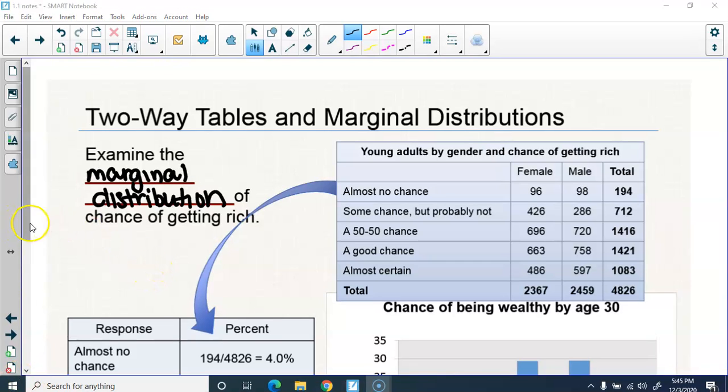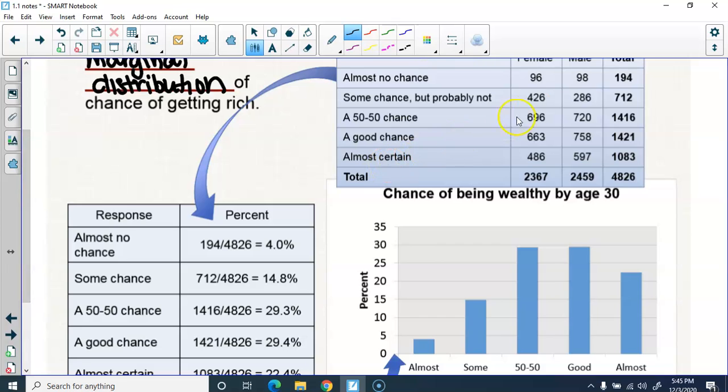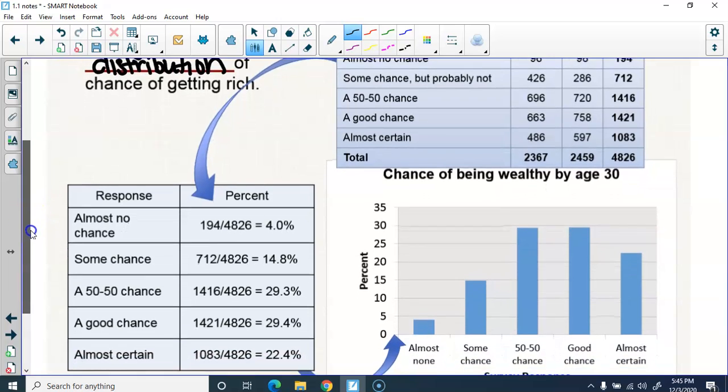Okay, so with examining the marginal distribution of getting rich, here's the example that we referred to earlier, where we have the male-female on one variable that we're analyzing next to their chances of getting rich. So one way of analyzing that, as we talked about before with the marginal distribution, would be to take the total of each row, so almost no chance has 194 total, and divide that by our total, since it's a marginal distribution, 4826, which is about 4%, and then we did that for each row here.